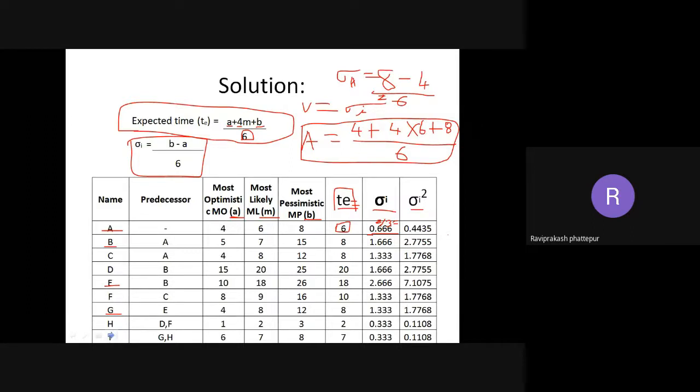I'll just mark it here as well: A B E G and I. So only these values I need to take. For A it is 0.4435, for B it is 2.7755, for E it is 7.1075, for G it is 1.7768, and for I it is 0.1108. When you calculate later, you'll be getting these particular values only.